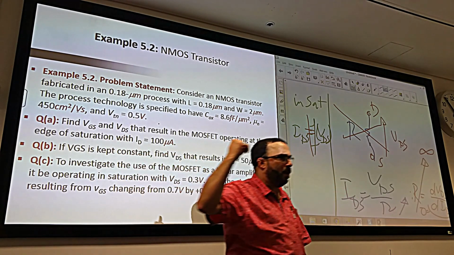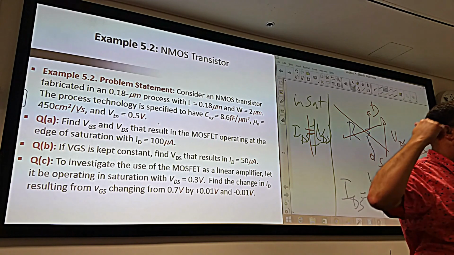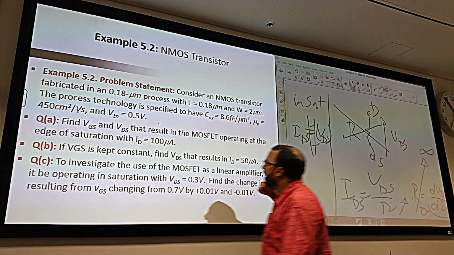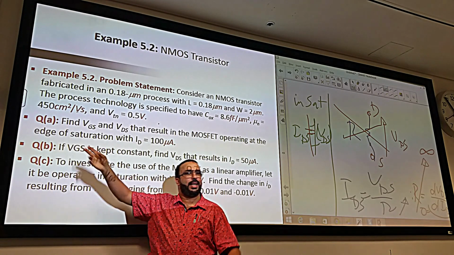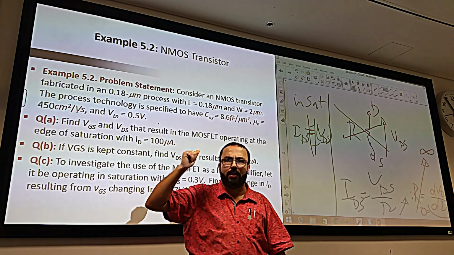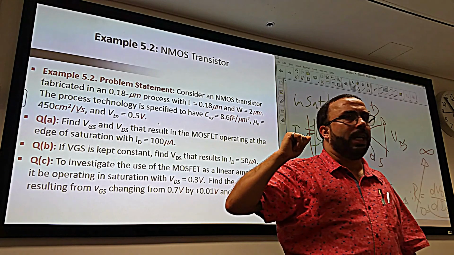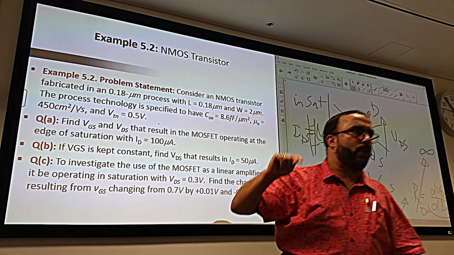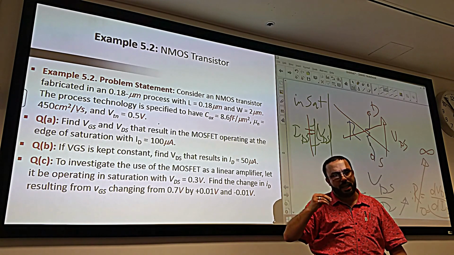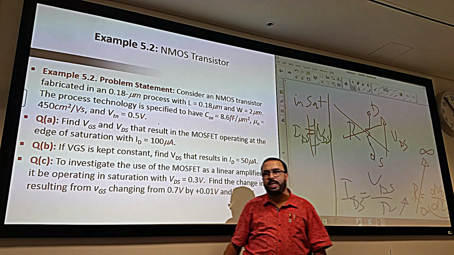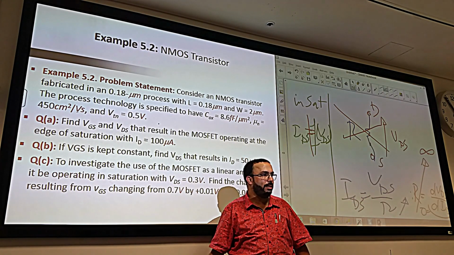We solved this same problem last time, the first part, yes or no? And we solved it basically by knowing that we are at the edge of saturation. Go back to the video, you'll know what I'm talking about. So we said that the first question we need to know is where the transistor is working. From there we use the equation and then the solution will be easy.